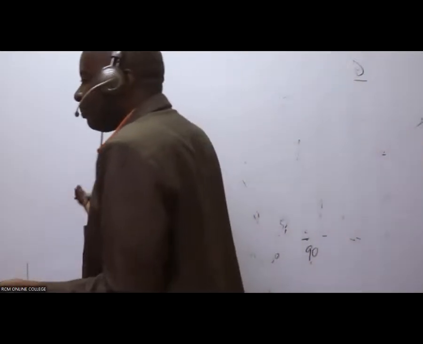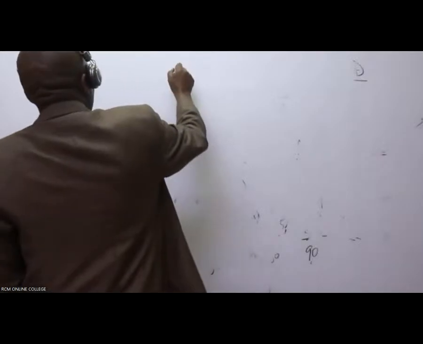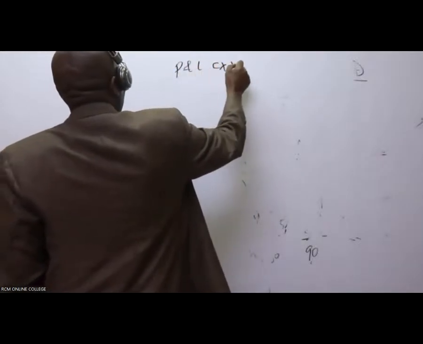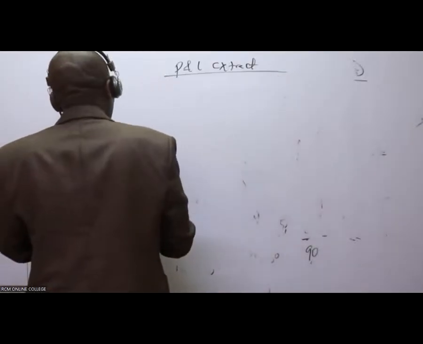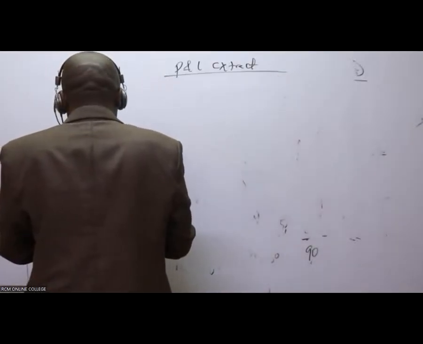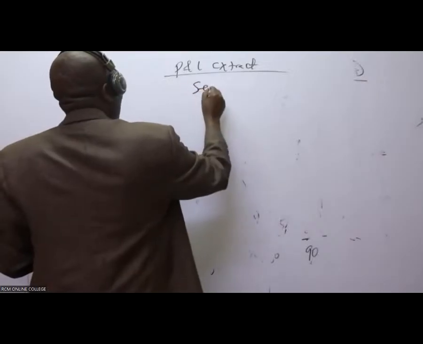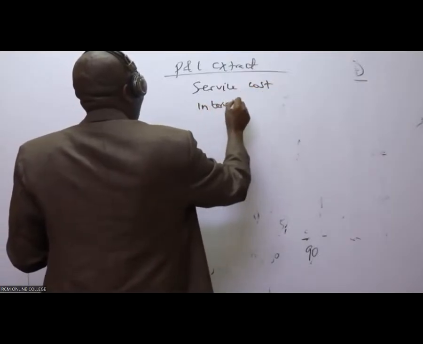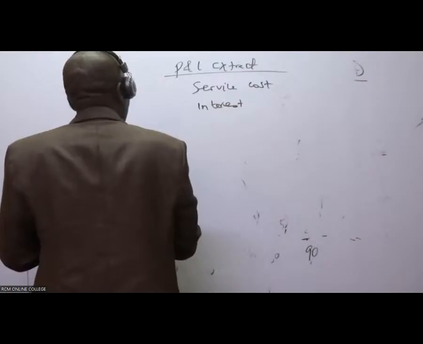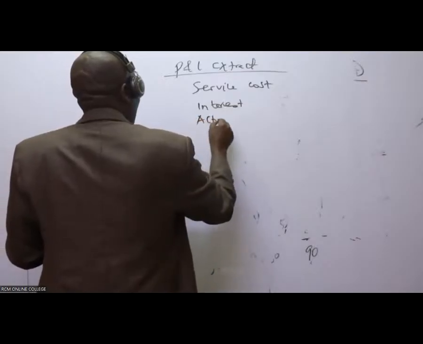So, ladies and gentlemen, let me do the extract. Of course, the balance sheet is very easy. I'll do the P&L extract. I'm trying to explain how I'm doing this. So, P&L extract, what do we need here? In the profit and loss extract, I would need service cost, interest, and the actuarial gain.